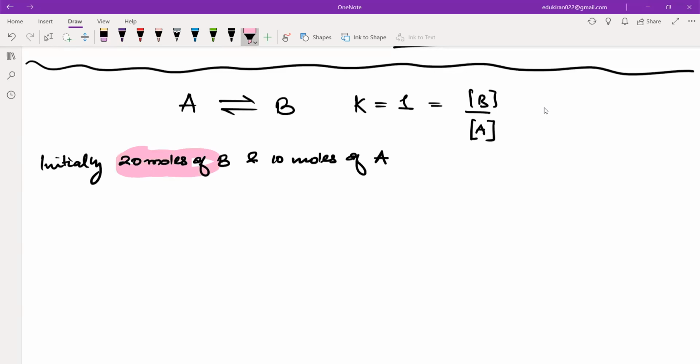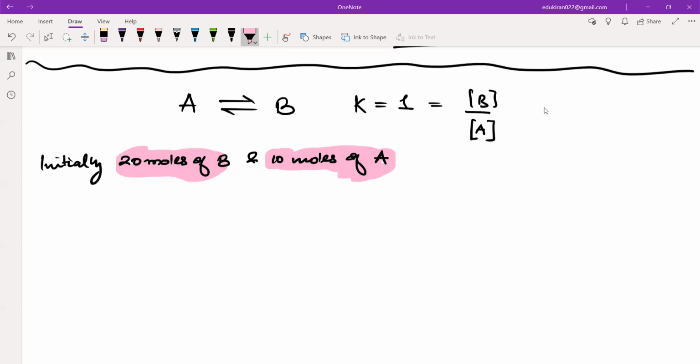Is this the equilibrium state? No. All of you agree? This is not the equilibrium state. So if it is not equilibrium, then change will happen, yes or no? Yes, change will happen.